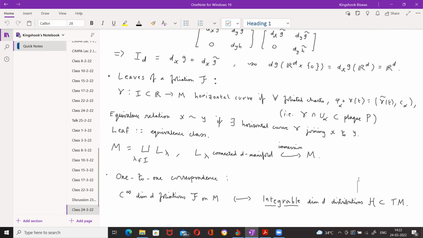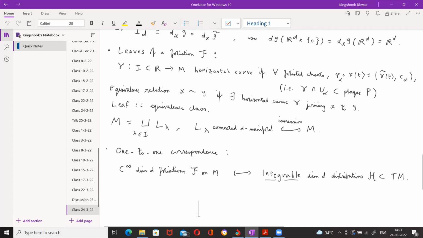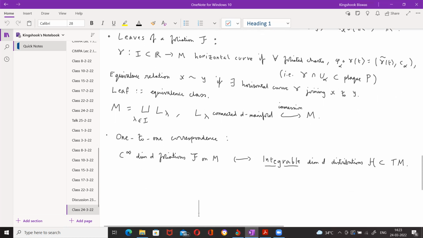Okay, and we know that a distribution is integrable if and only if the vector fields tangent to the distribution are closed under Lie bracket. That is the Frobenius theorem, right? So we proved only the necessary part of that. The sufficiency part is a bit more difficult, so we're not going to do that. So is this okay? Do you have a better picture now?